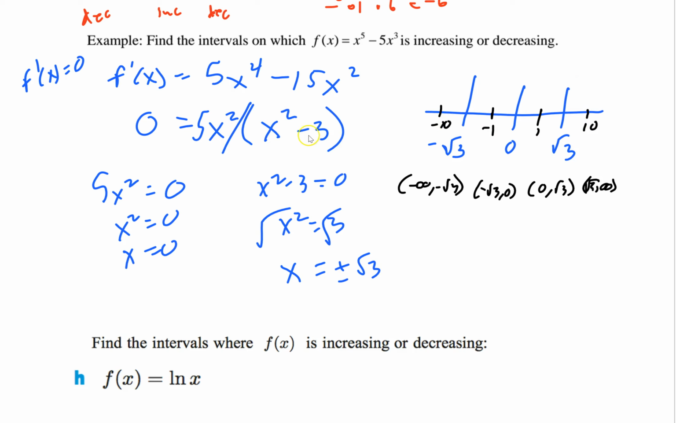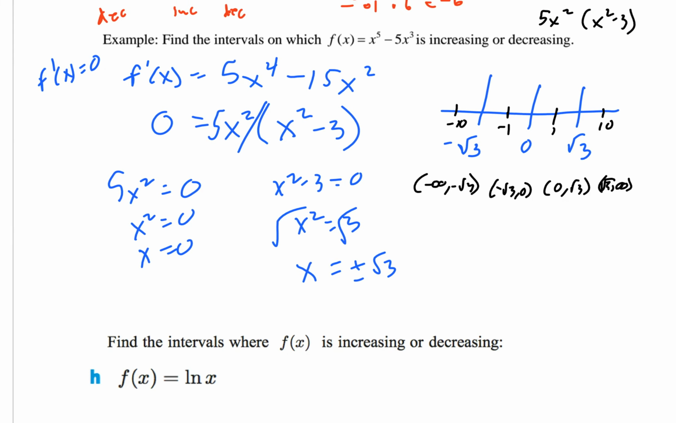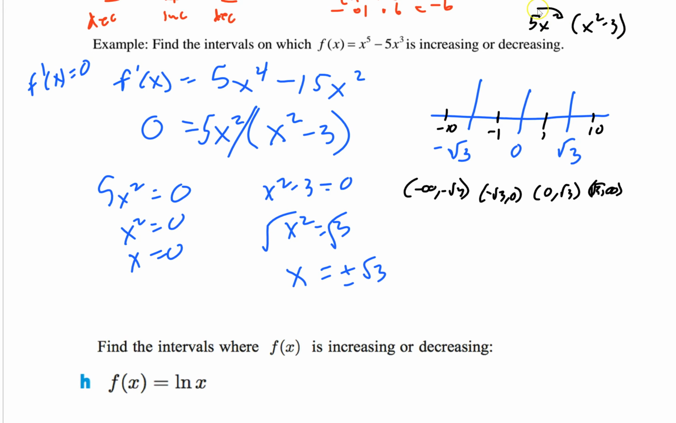Keep in mind, a little shortcut. We're going to plug it into here. Let's look at right here. If I'm plugging into this thing, notice this is always going to be positive. It's squared. That's a positive by default. So that's always going to be a plus. So I've got to figure out what this thing is. What happens if I plug in -10 there? Well, I get -10 squared is 100. 100 minus 3 is 97. So it's a plus times a plus, which is a positive.